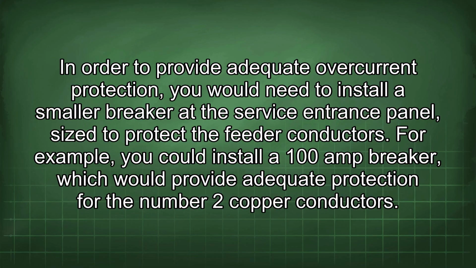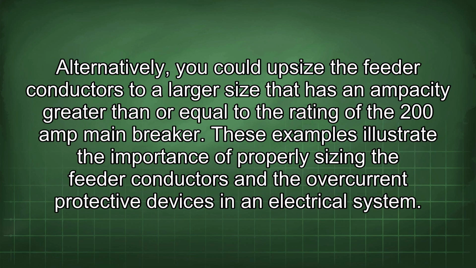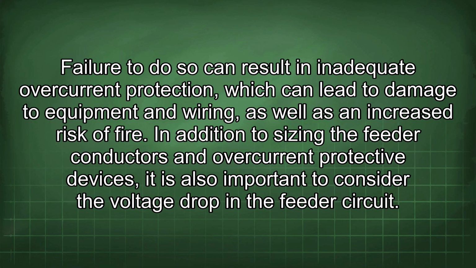For example, you could install a 100 amp breaker, which would provide adequate protection for the number 2 copper conductors. Alternatively, you could upsize the feeder conductors to a larger size that has an ampacity greater than or equal to the rating of the 200 amp main breaker. These examples illustrate the importance of properly sizing the feeder conductors and the overcurrent protective devices in an electrical system. Failure to do so can result in inadequate overcurrent protection, which can lead to damage to equipment and wiring, as well as an increased risk of fire.